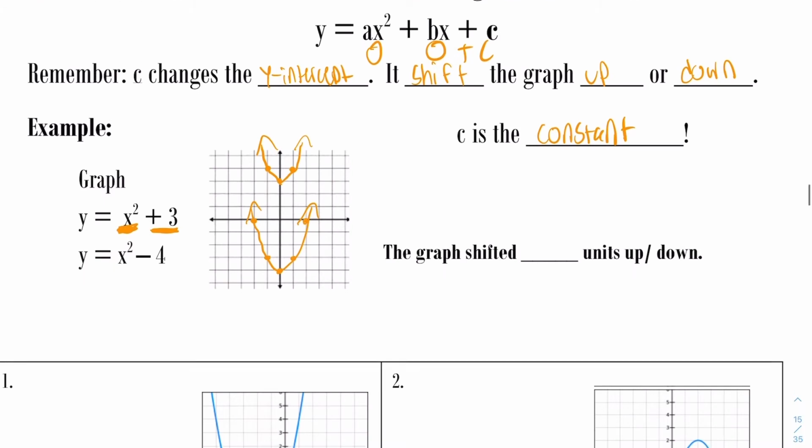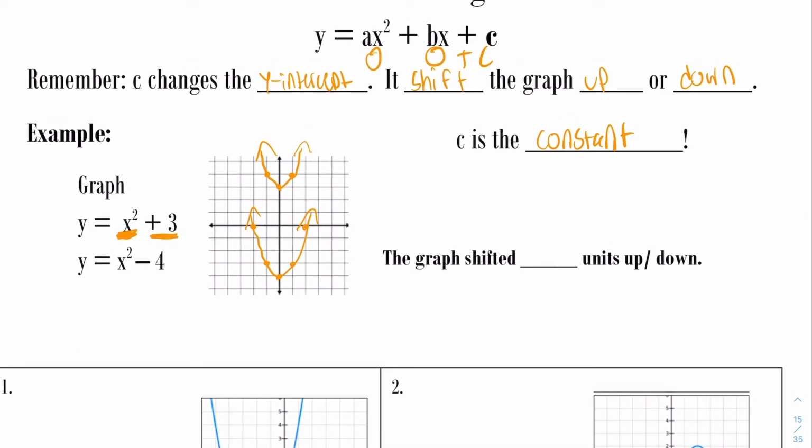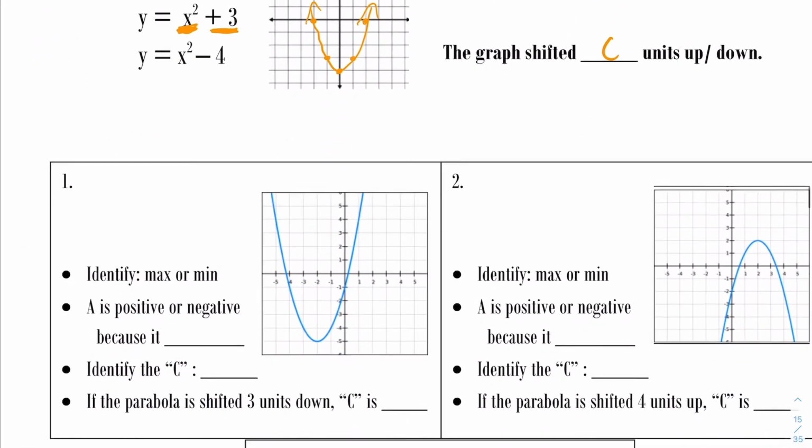So in general, we could say that the graph is always going to shift c units up or down. If c is a positive number, it'll go up. If c is a negative number, it'll go down.